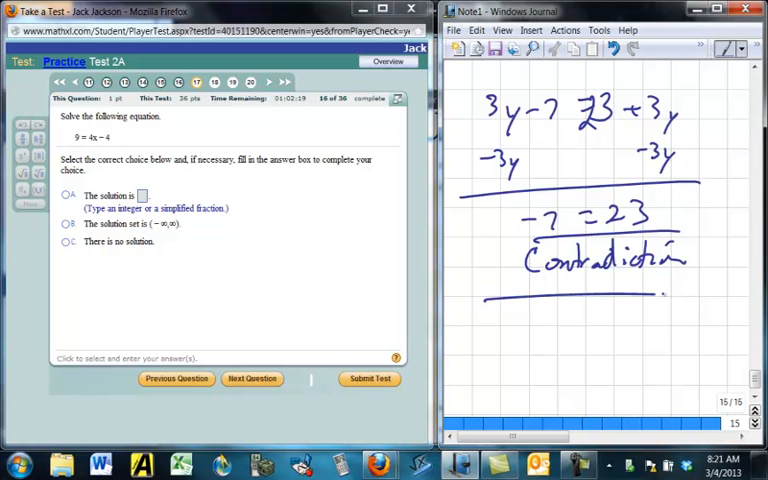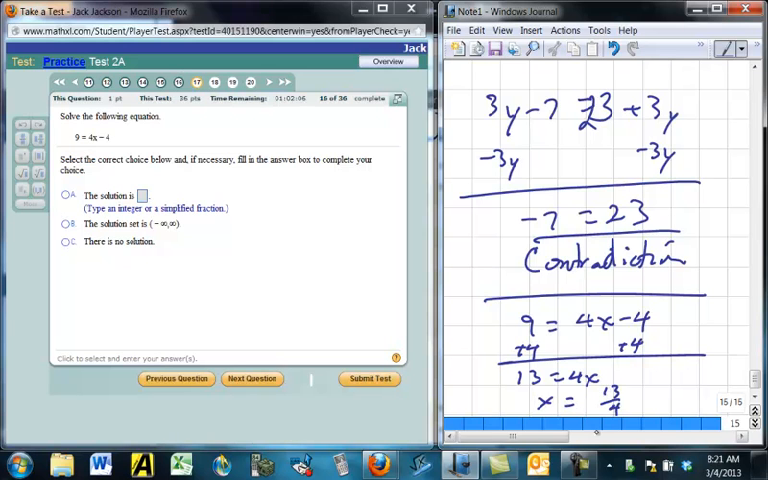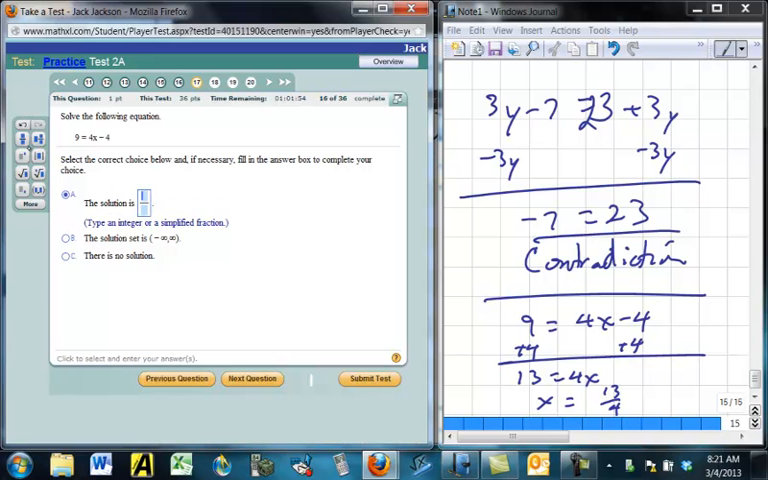Okay, should be a simple one to solve here. 9 equals 4x minus 4. Add 4 to both sides of the equation. 13 equals 4x. Divide both sides by 4. We'll switch sides also. x equals 13/4. So it has a unique solution. The solution is x equals 13/4.